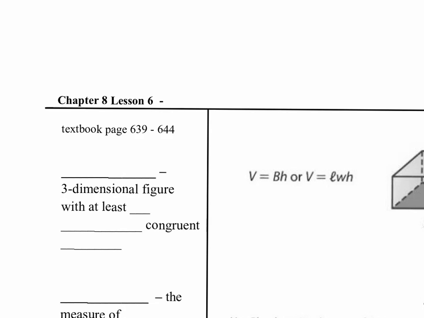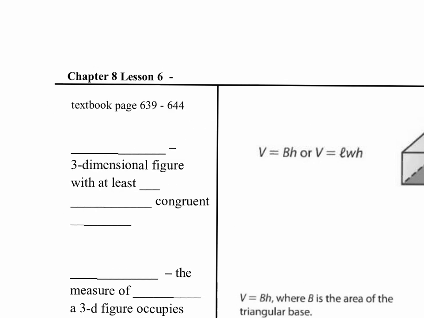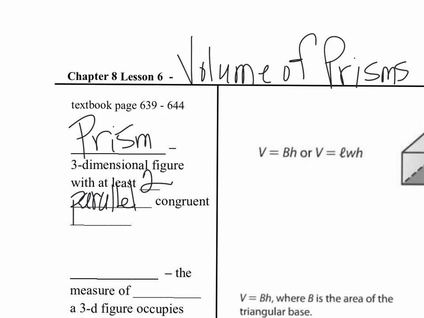Chapter 8, Lesson 6, Volume of Prisms. A prism is a three-dimensional figure with at least two parallel congruent faces.